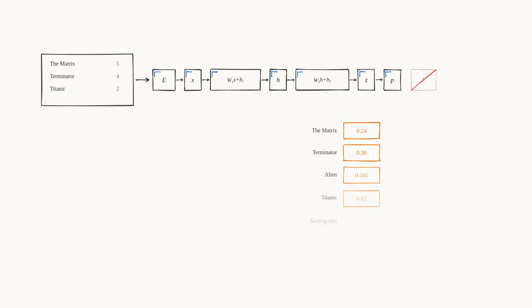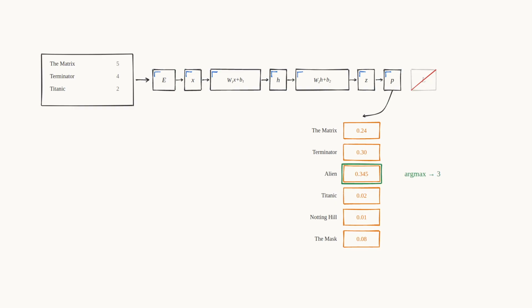Out come the chances. 0.24, 0.3, 0.345, 0.02, 0.01, 0.08. A single answer gets picked by the argmax operation, the position of the maximum. Not the largest value itself, but the place where it stands. The maximum is 0.345, position 3, Alien. Could 2 chances tie exactly? In real number computation, practically never. If it happened, take either, say the one with the smaller number.